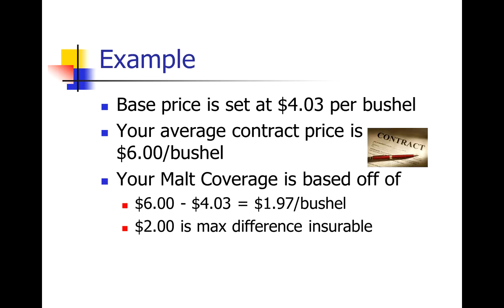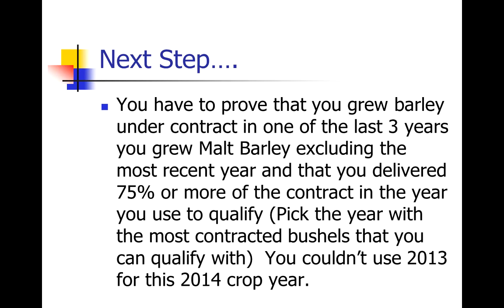Like I said, the base price was set at $4.03 a bushel in this example. Your average contract price was $6, so your malt coverage would be based off of the $6 a bushel malt contract price minus the $4.03 a bushel feed price. So we would have an additional $1.97 a bushel guarantee on the malt side of your insurance here.